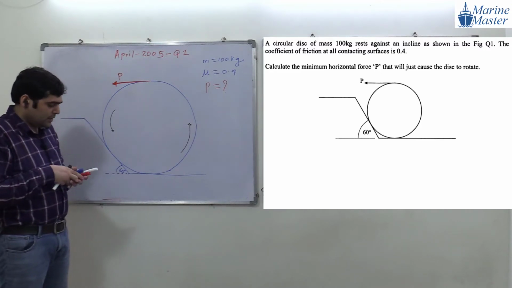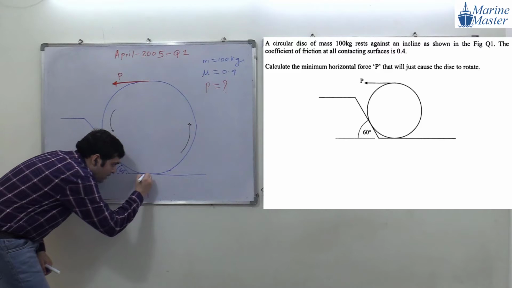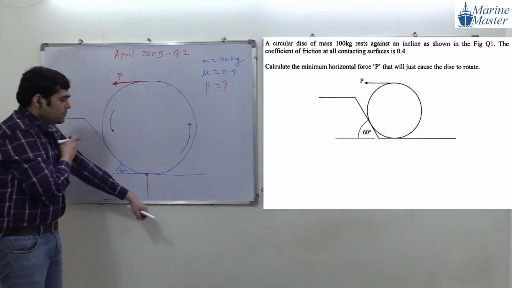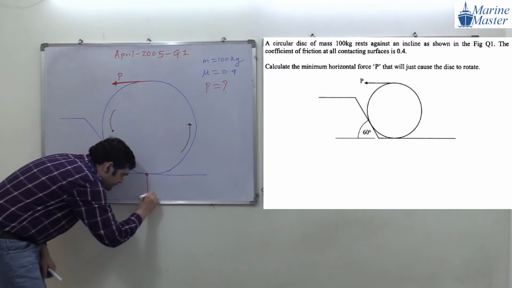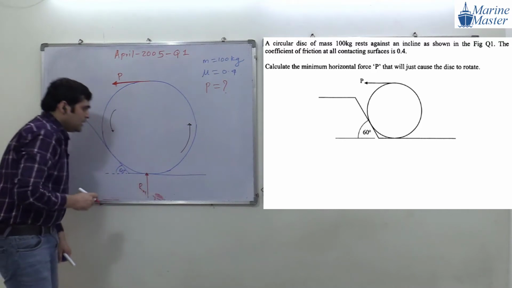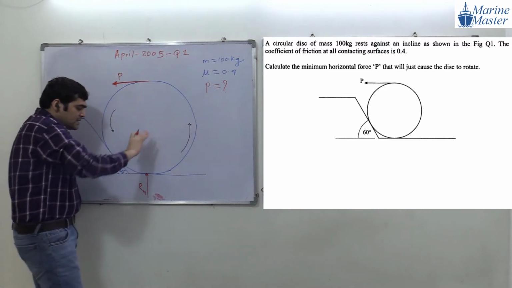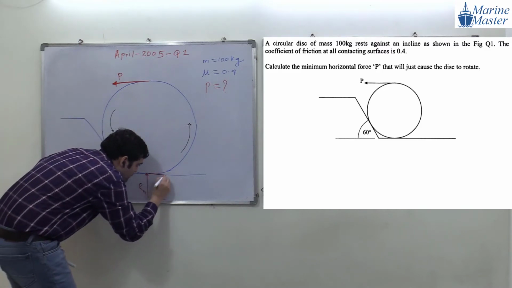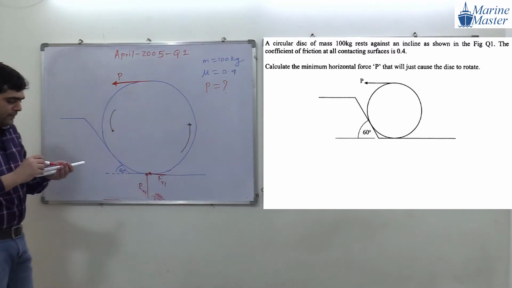If the motion is like this, then there will be a normal reaction. The normal reaction is normal to the plane, so we will call it normal reaction Rn1. Now the disc is rotating like this. If the disc is rotating, the motion of the disc is like this, then the friction force is opposite to the motion. So this will be friction force Fr1.